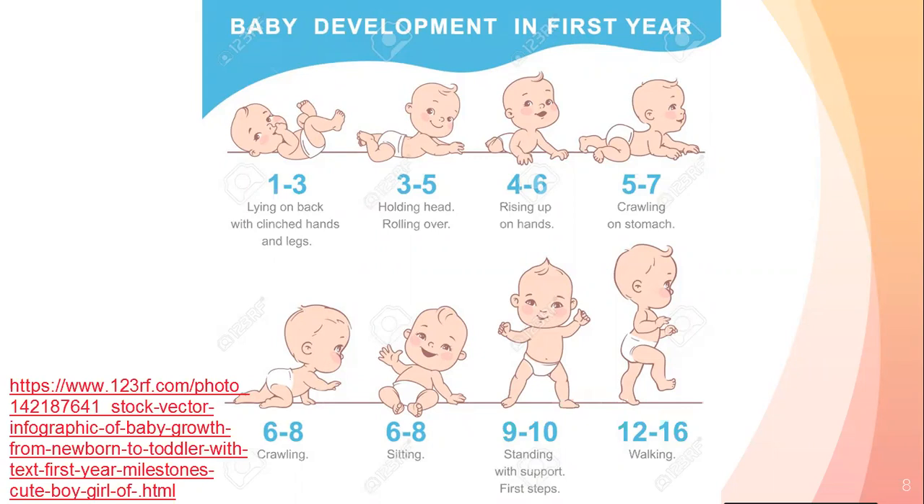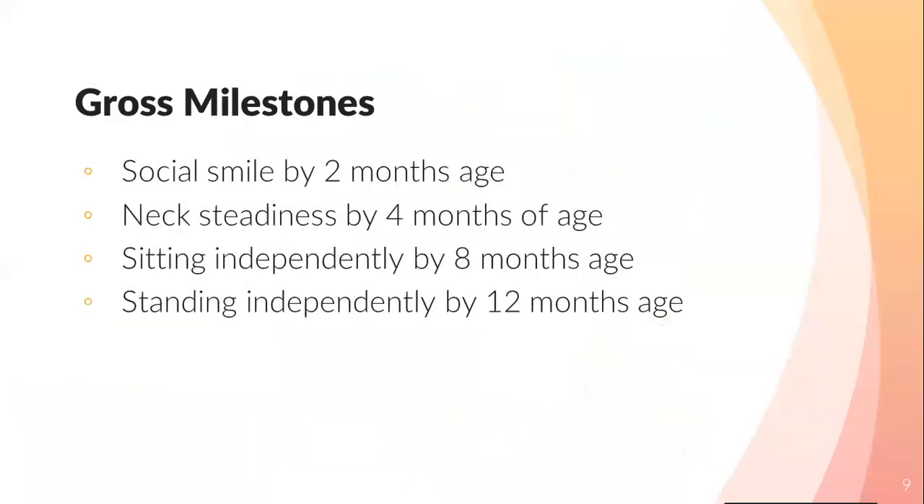Thereafter, the child is able to gradually sit up and then stand on its own. Normally, the child's neck steadiness should come by 4 months of age, the child should be able to sit independently by 8 months, and should be able to stand independently by 12 months of age. The attainment of these milestones is very important. If this does not occur properly, it indicates that the child is lacking and ultimately not growing as it should.